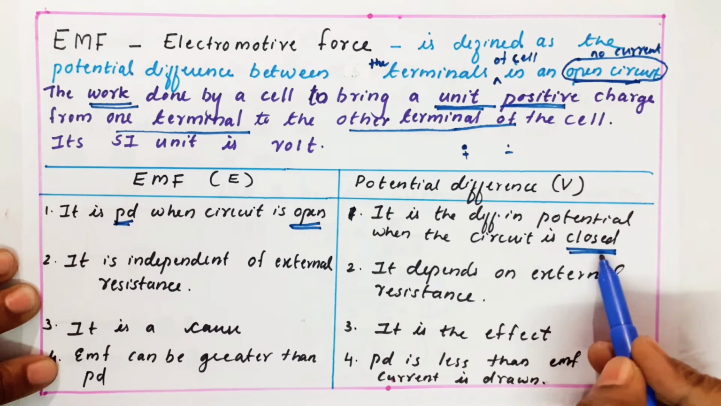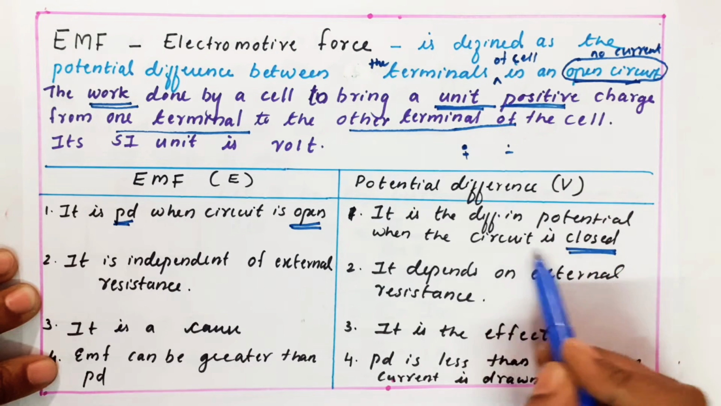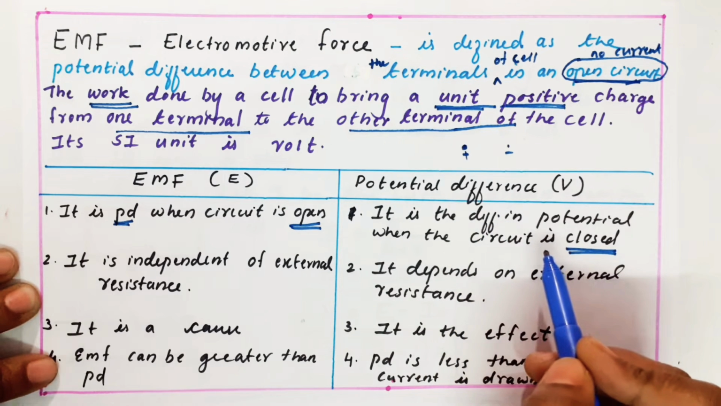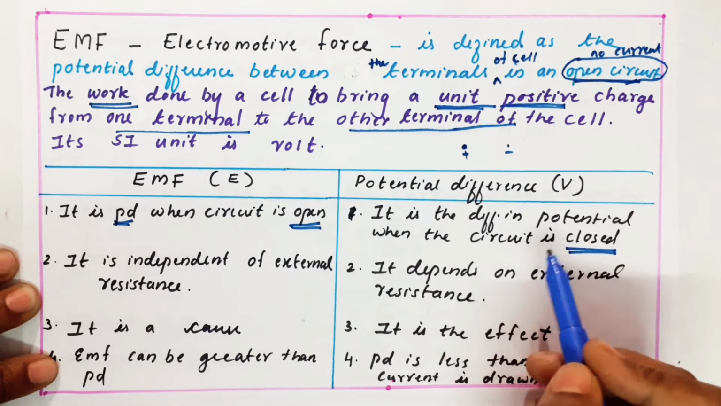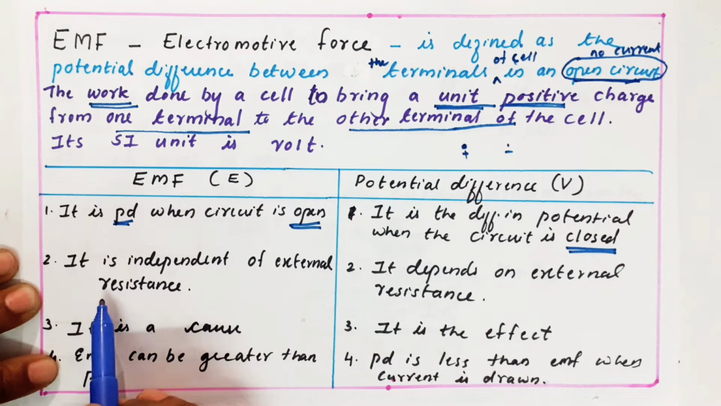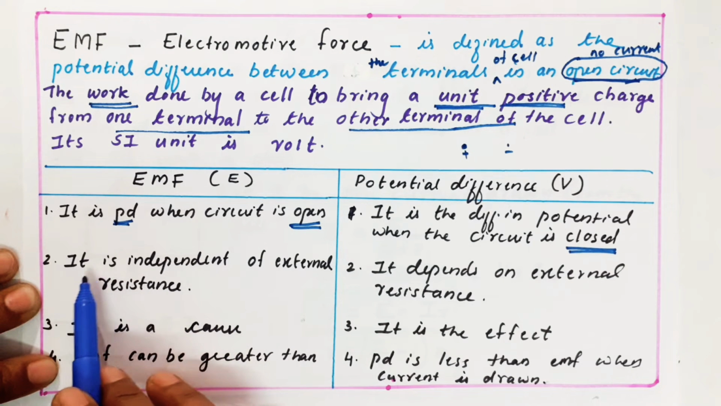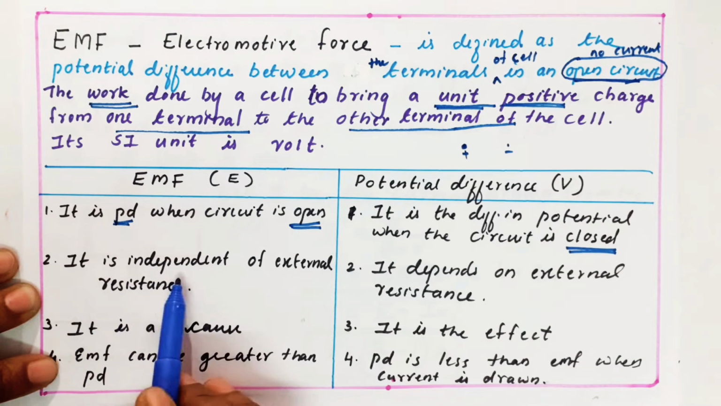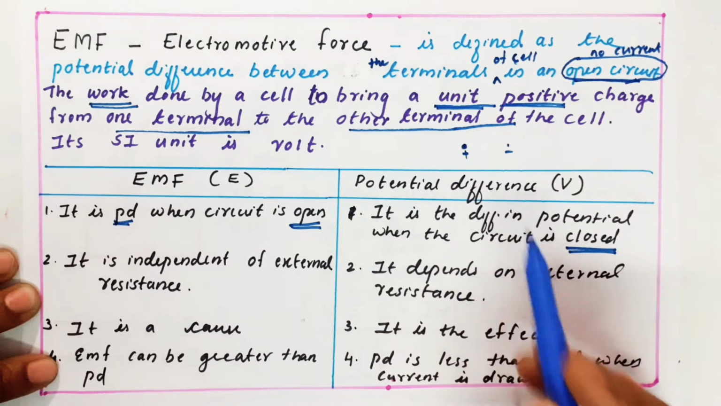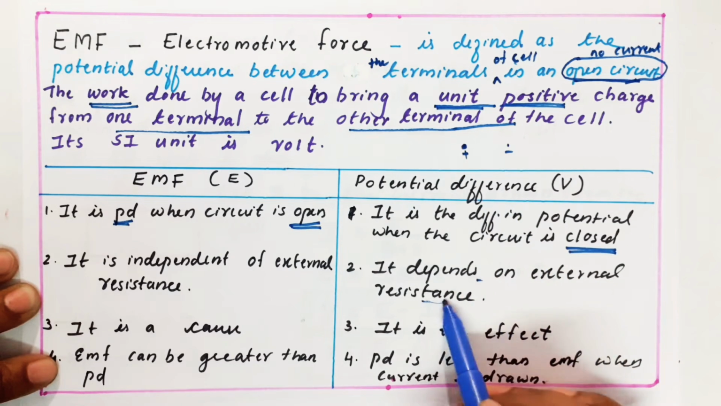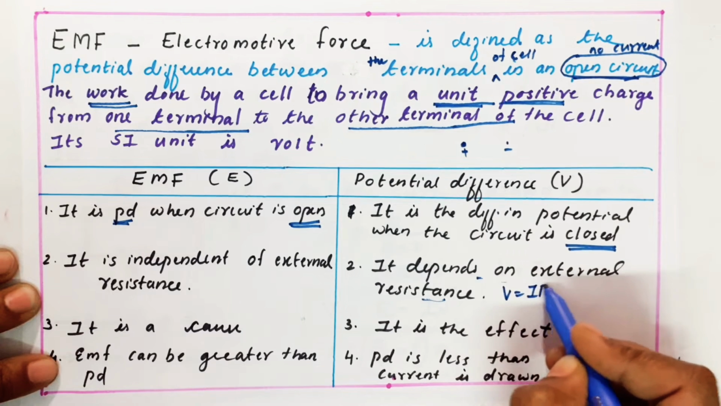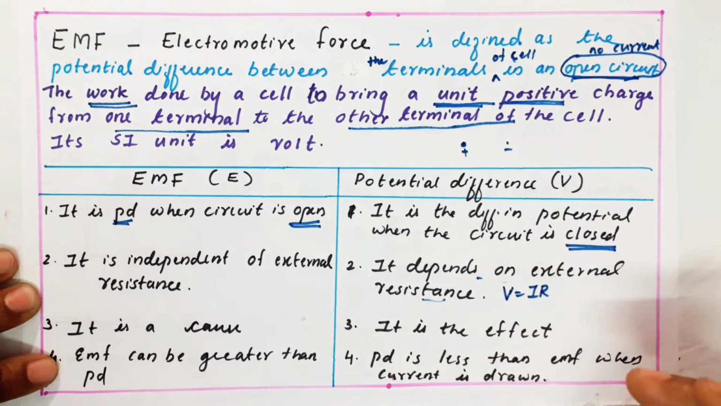But when the circuit is closed, that means when the current flows, we call it potential difference. Now, EMF does not depend on external resistance; it is independent of external resistance. But potential difference depends on external resistance. V equals IR, we know. It depends on the external resistance.